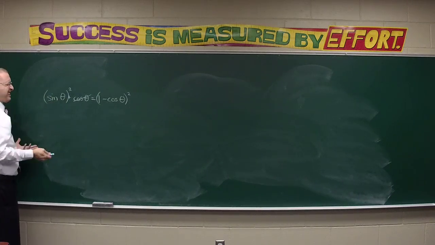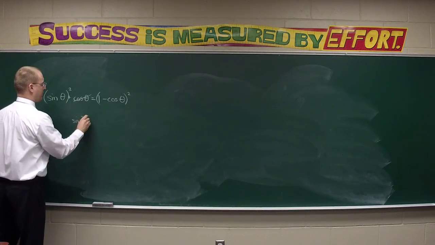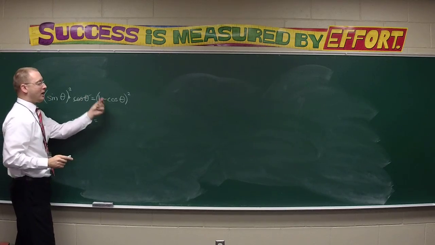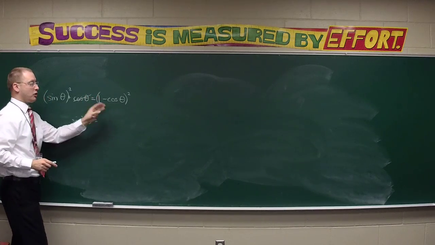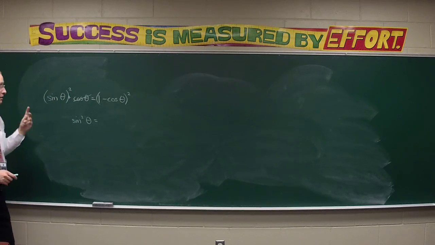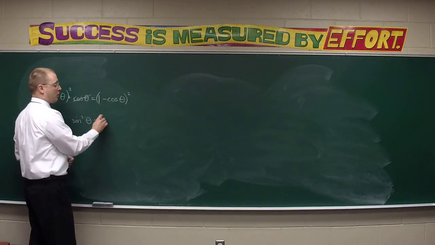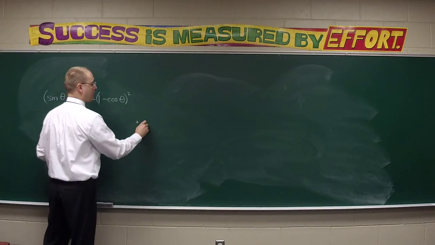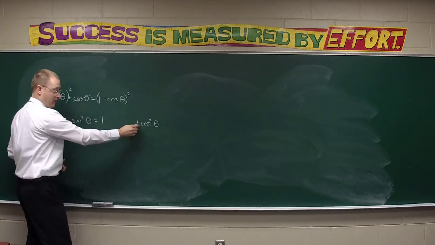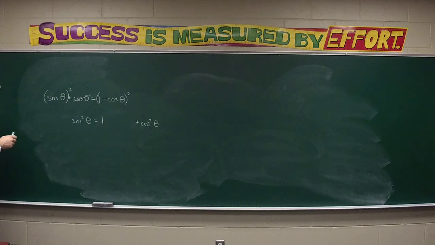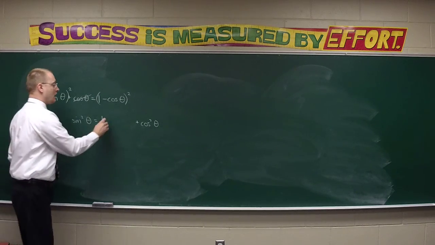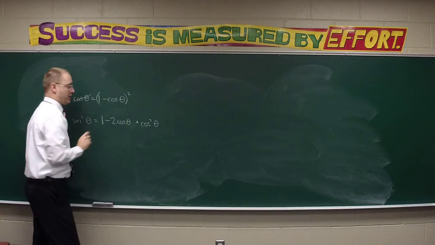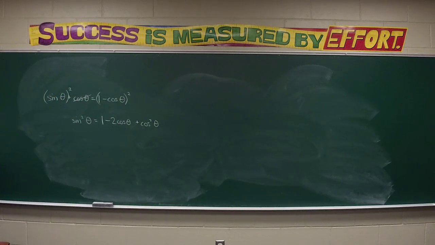Well, obviously when you square a sine, class, you get sine squared. But when you square a binomial, like we're doing here, 3 steps, class. Square the first, square the last, multiply and double. When we square the first, that's just 1. When we square the last, that's just positive cosine squared, because you always get a positive when you square. What do we get when we multiply and double? Negative 2 cosine theta. Good? Now I have turned this into a quadratic, and with a quadratic, we want to set it equal to 0 and factor.